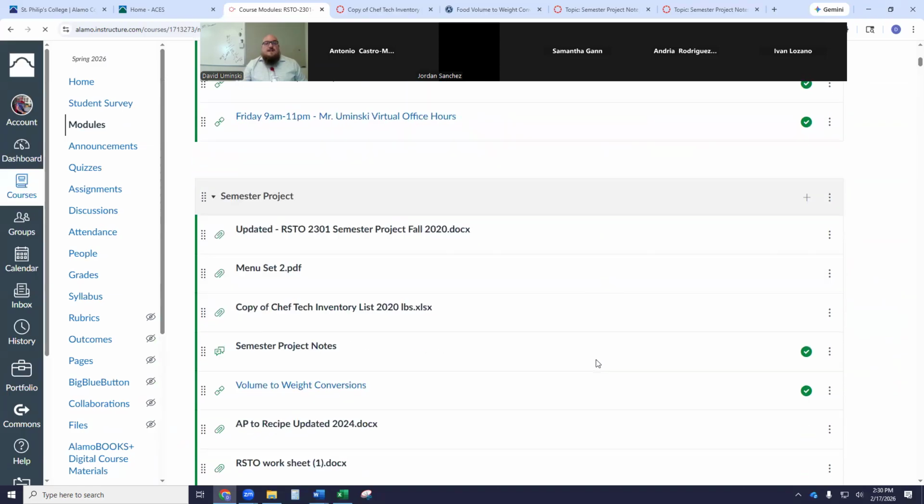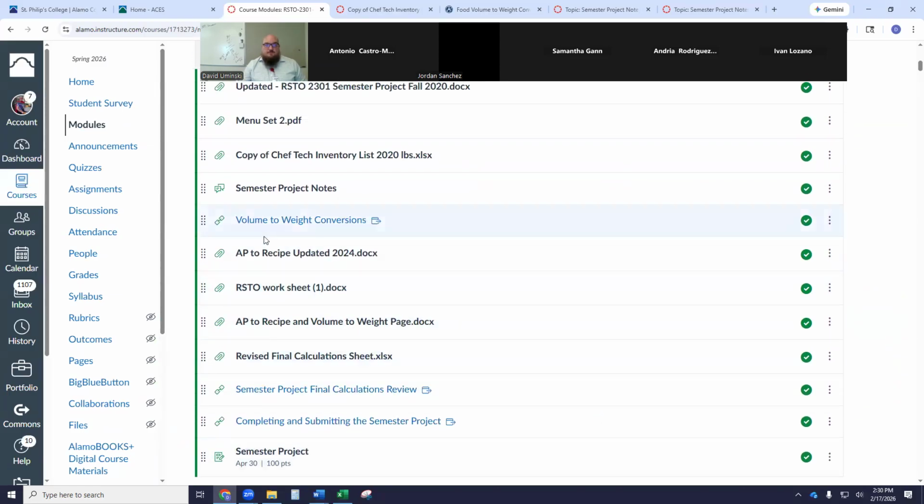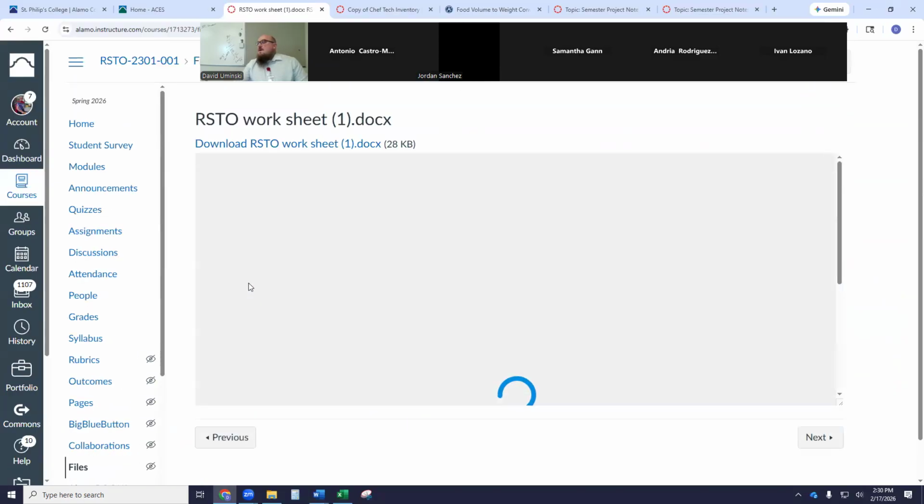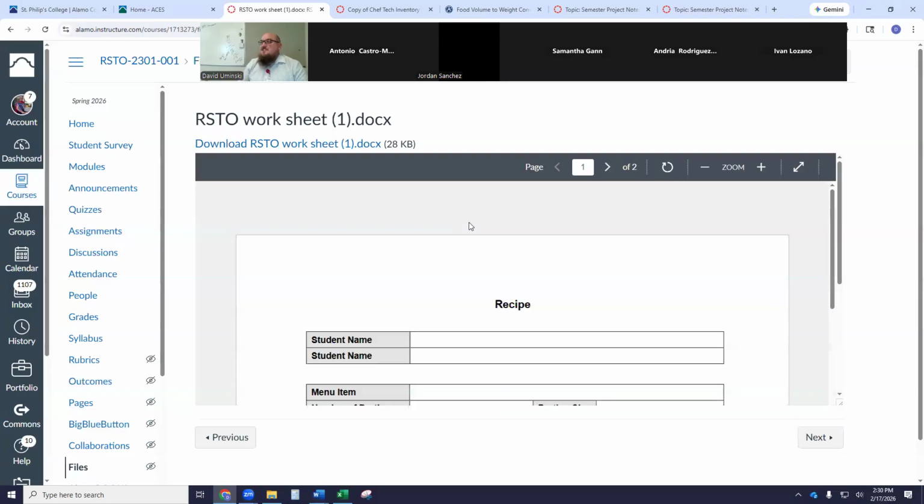So then the next thing on your project is going to be your worksheet. Every single one of your recipes is going to have this worksheet completed. Your project will be turned in digitally. So you're basically going to be adding to one Word document to turn in all of your stuff in one document, which means everything should be typed. No handwritten projects will be accepted.